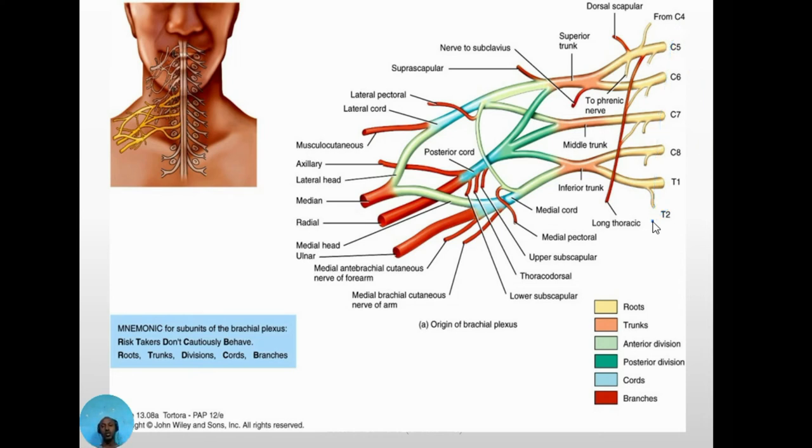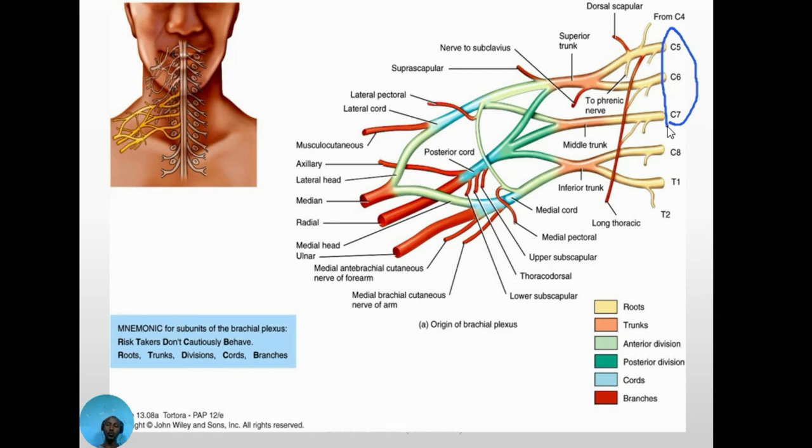There are nerves that arise from the root. The first one is the long thoracic nerve. You see, this is the long thoracic nerve. This nerve originates from three roots of the brachial plexus, C5 up to C7. That means the long thoracic nerve originates from C5 up to C7.